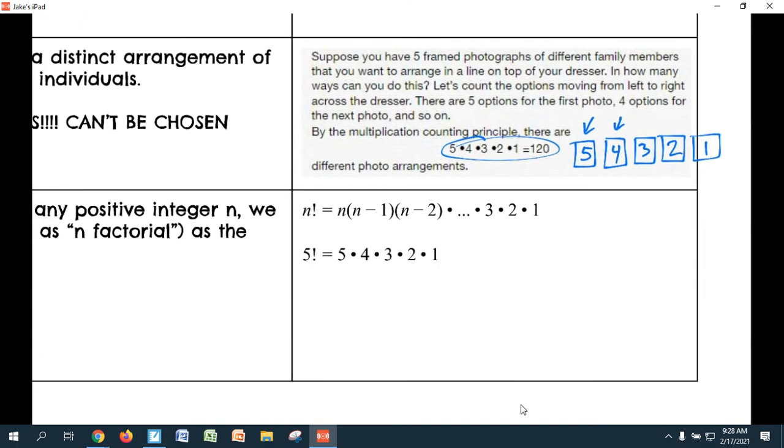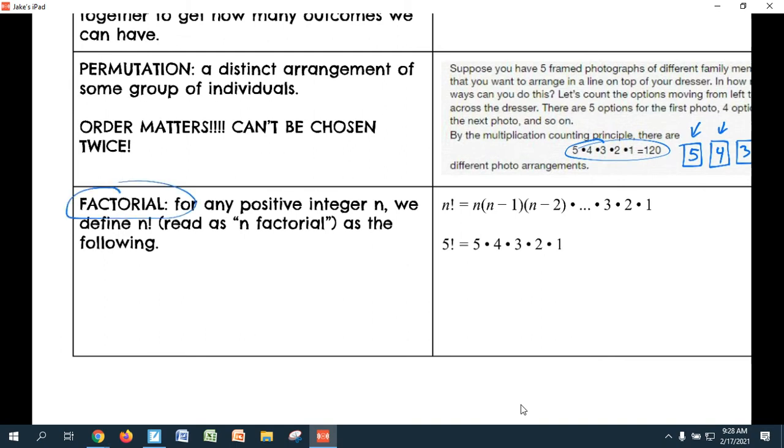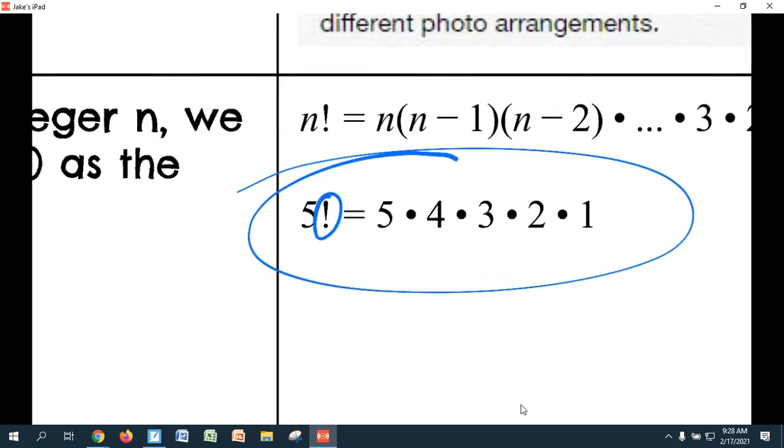What we just did, 5 times 4 times 3 times 2 times 1, we actually have a name for that. It's called a factorial. If you say 6 factorial, that just means 6 times 5 times 4 times 3, all the way down to 1. We show factorial with an exclamation mark.